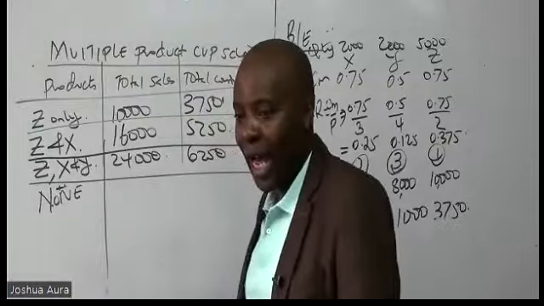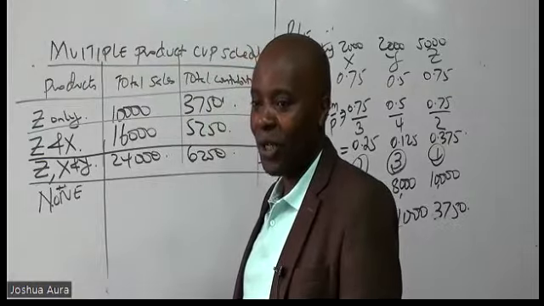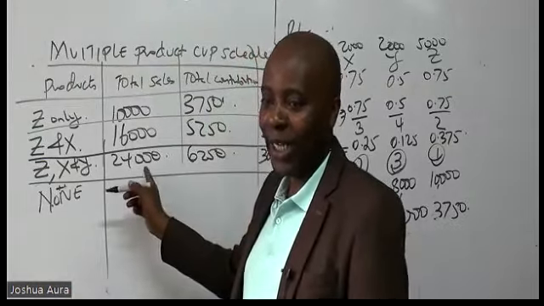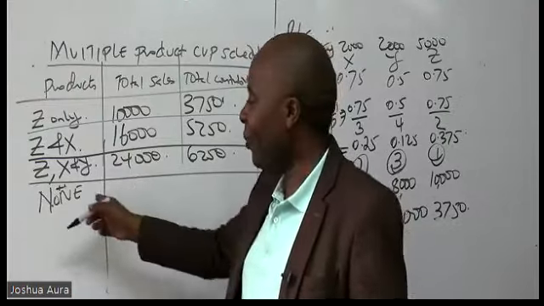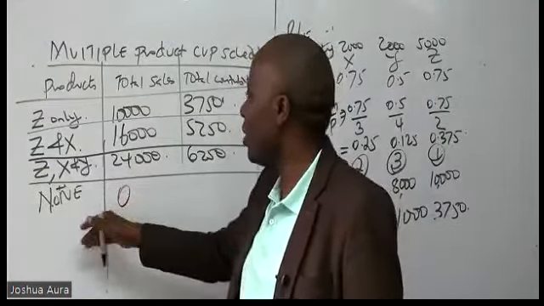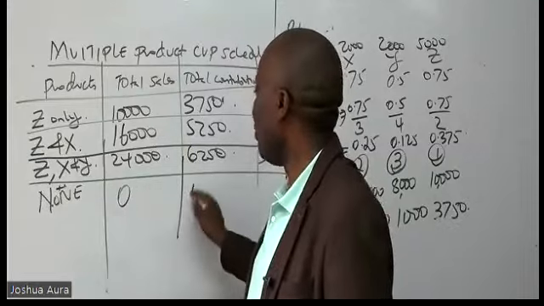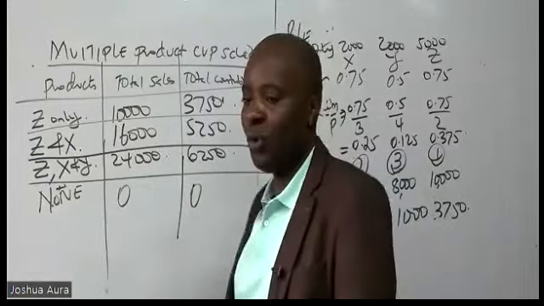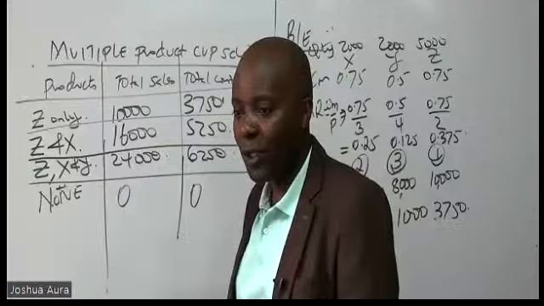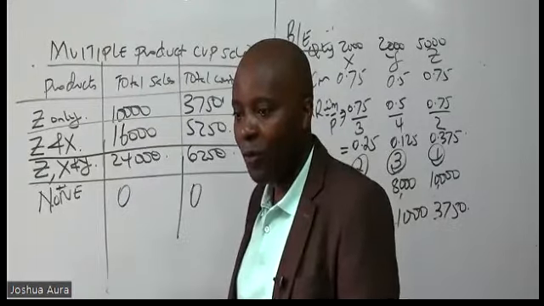If we produce none, how much will we get as sales? Now, unless you're a thief, if you produce none, sales will be zero. If you produce none, contribution will be zero. However, profit has to be there because of what? Fixed cost. Profit must be there because of fixed cost.